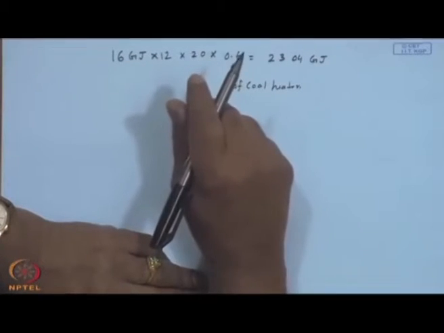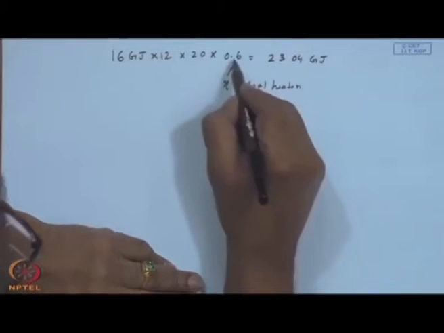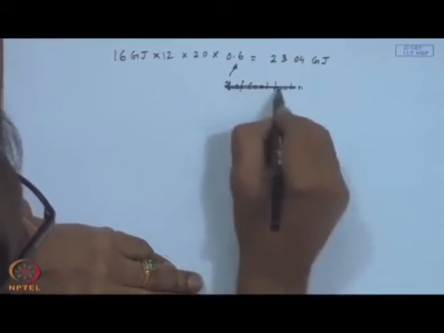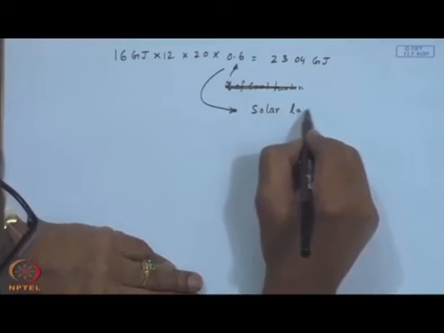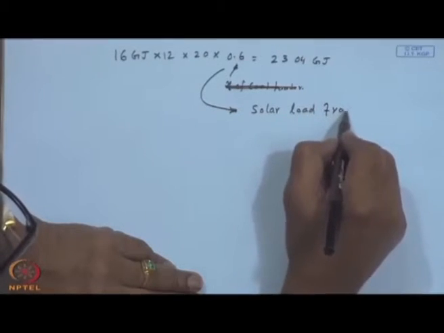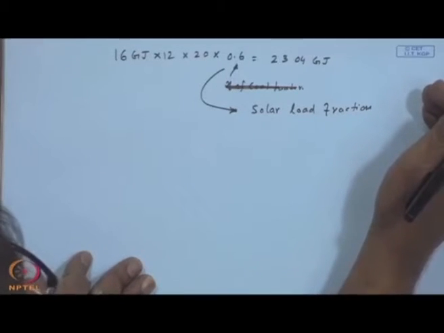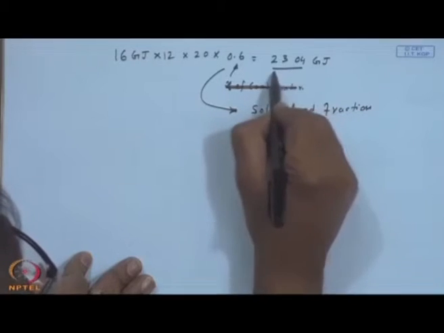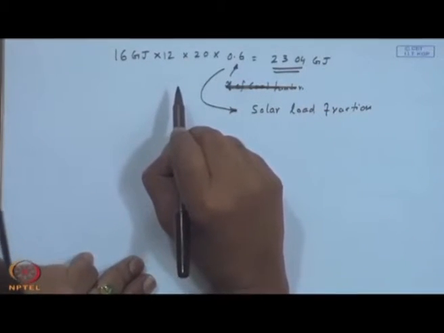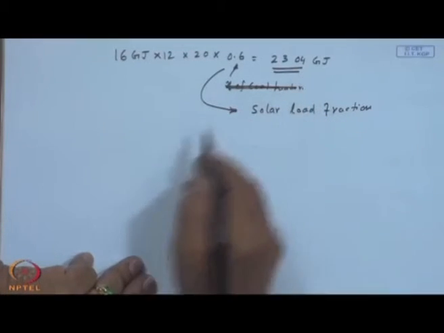So, the amount of gigajoules that the solar energy system produces depends on the solar load fraction. Because we calculated about 0.5, overall if I assume the solar load fraction to be 0.6, you will have about 2304 gigajoules saved in 20 years.